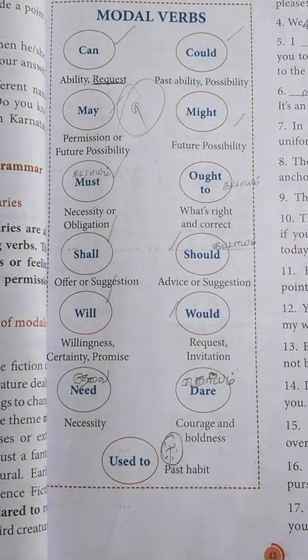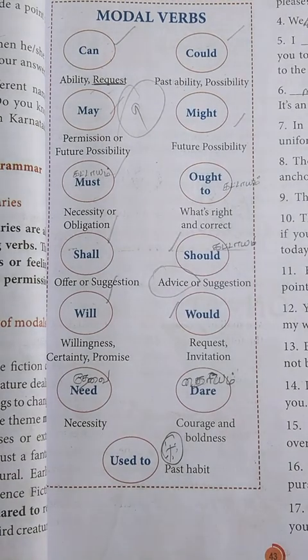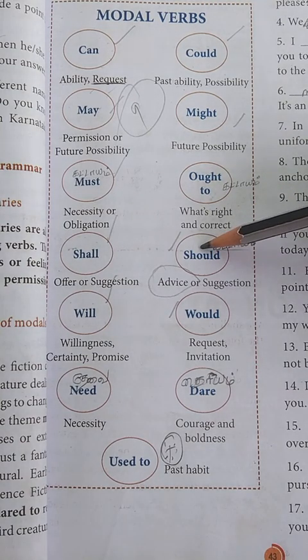And should, advice or suggestion. You can obey it or you can deny it. What is it? Advice. See, people used to say, no, you should obey the parents. You should obey the elders. But how many of us are really obeying our parents or elders? Very rare. Right? So under such things, you have to use this should.